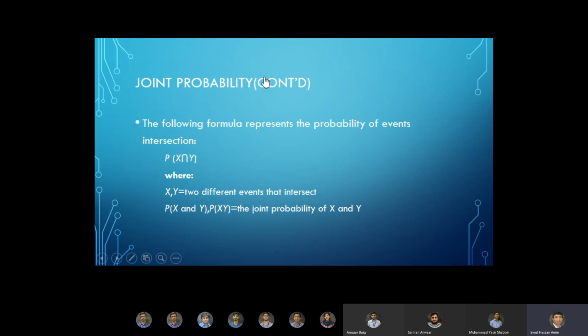The following formula represents the probability of event intersection, P(X intersection Y), where X, Y are two different events that intersect. So obviously, you have two different events, and in some areas they might be occurring independently of each other, but they might be occurring together in certain areas. So probability of X and Y, or probability of XY, is equal to the joint probability of X and Y.